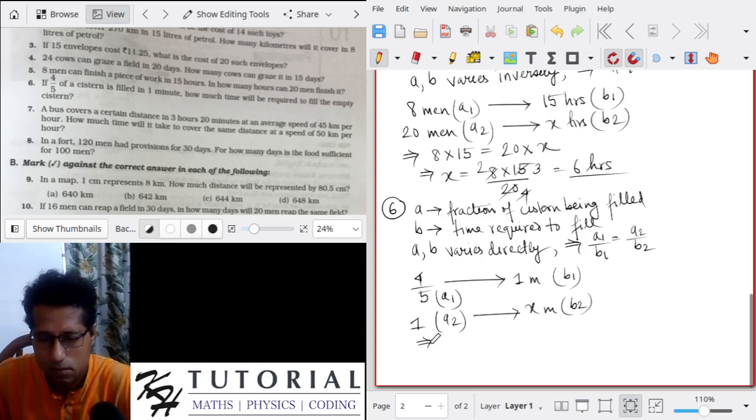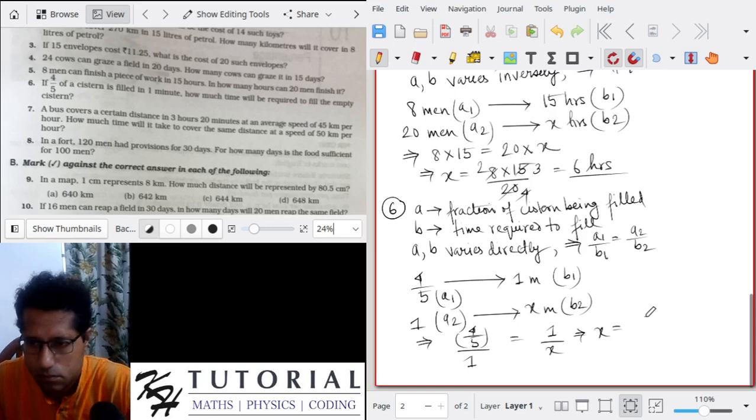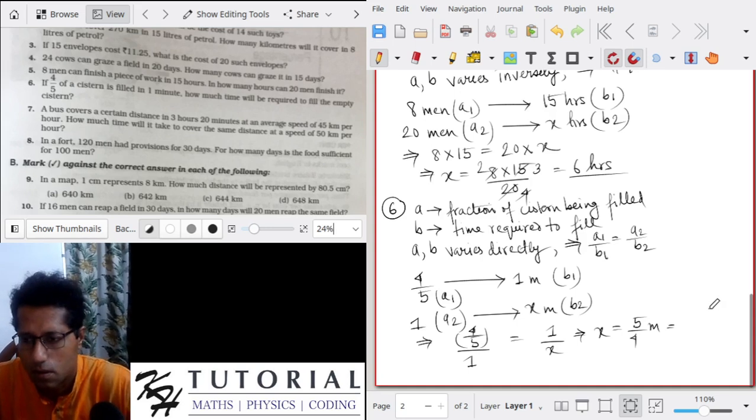Now this implies, applying the fact that ratio remains same, we have 4 by 5 divided by 1 equals 1 divided by X. This implies X equals 5 by 4 minute. This is equals 1 and 1 by 4 minute.